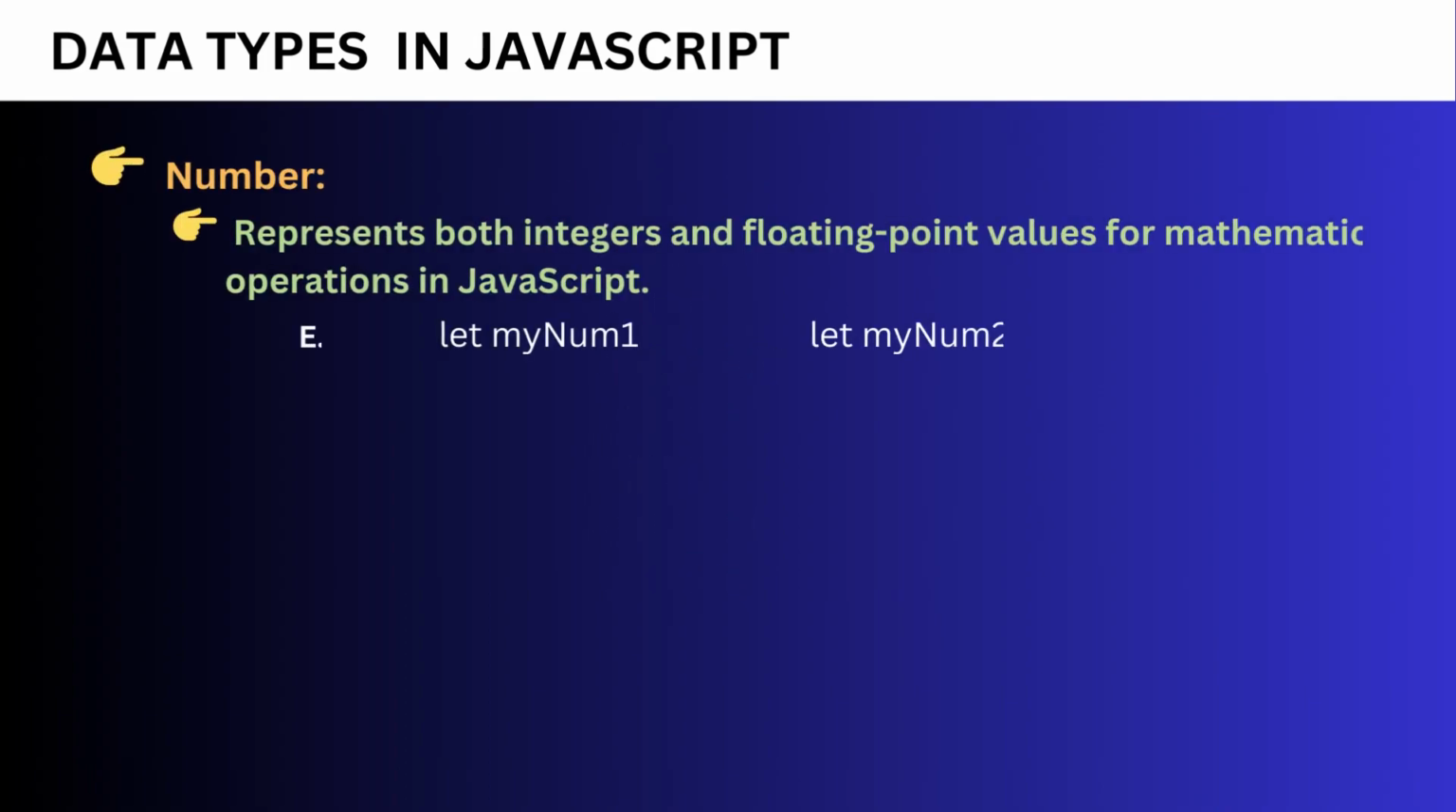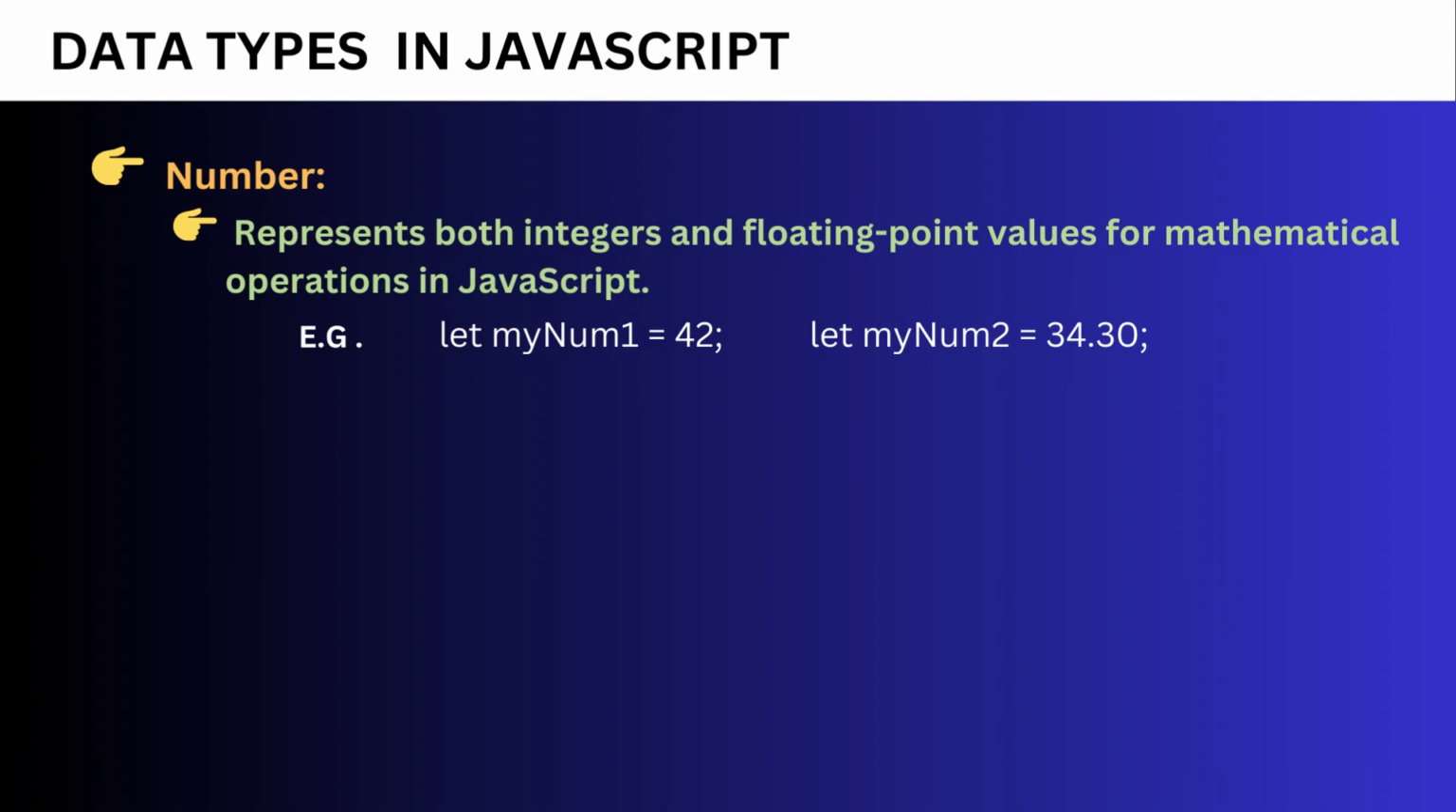Now first we have the number data type. The number data type represents numbers, whether it's a simple integer or a floating point value. Numbers are crucial in JavaScript for mathematical operations. For example, here we have a variable: let myNumber is equal to 42.